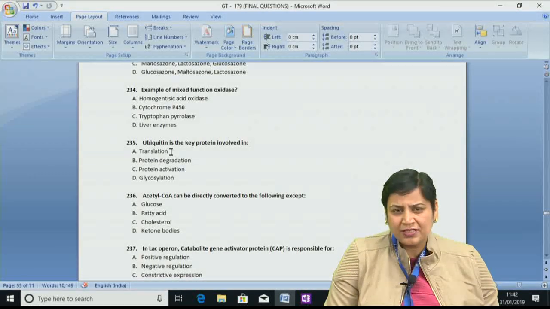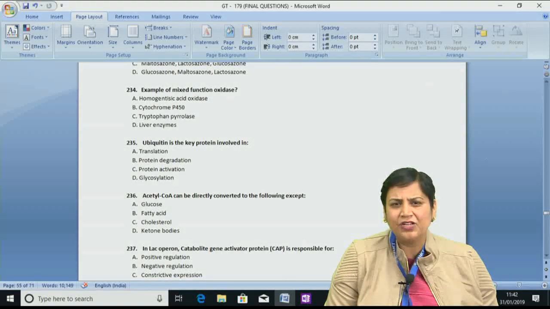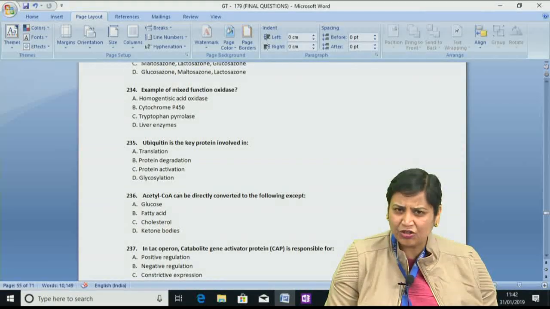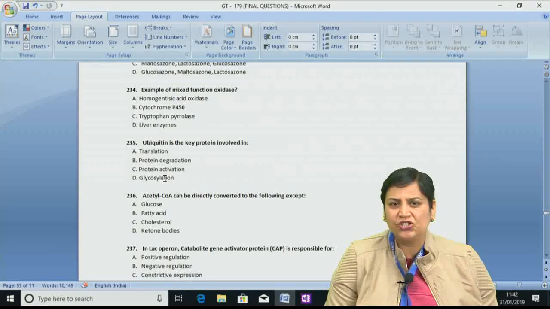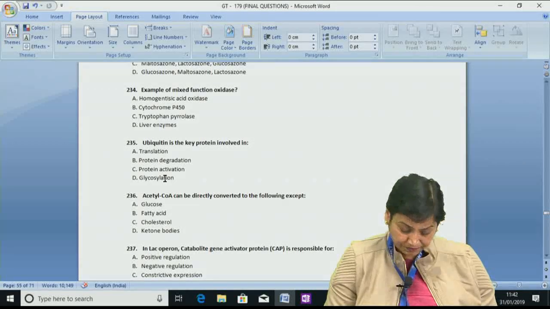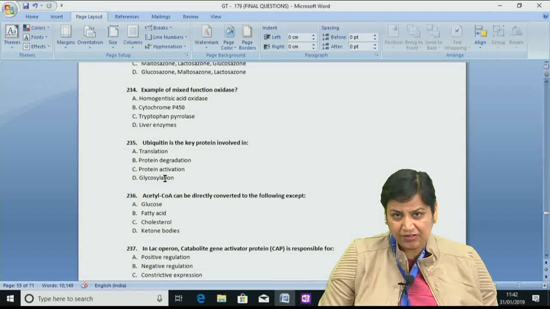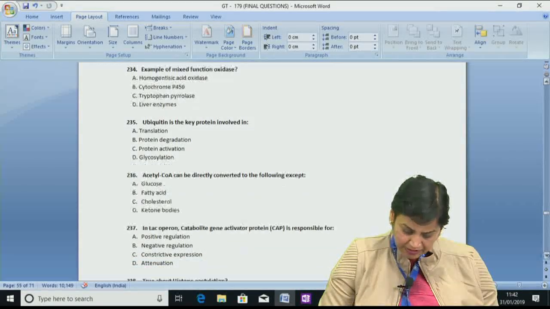Translation, all of you know, it is simple translation of the information from RNA to proteins. Protein activation, there are so many methods of activation of proteins. Glycosylation is attachment of glyco, means carbohydrate moiety, to a protein. So the answer to this question is protein degradation. Next question.